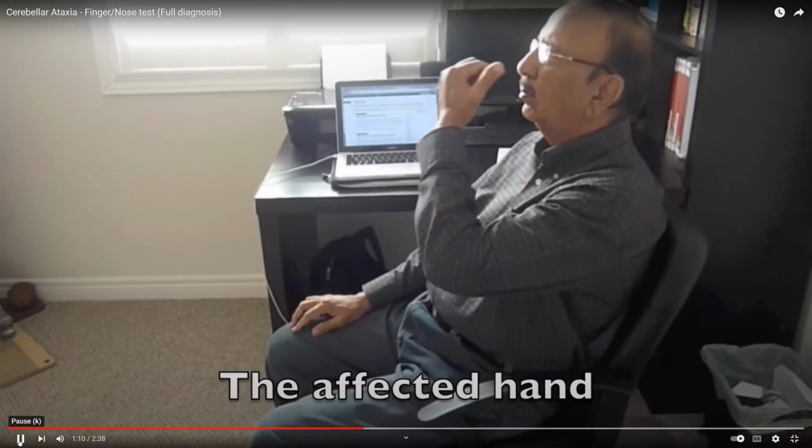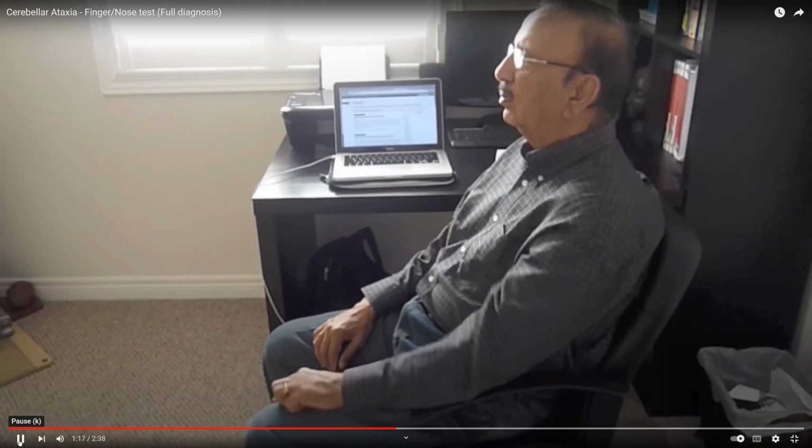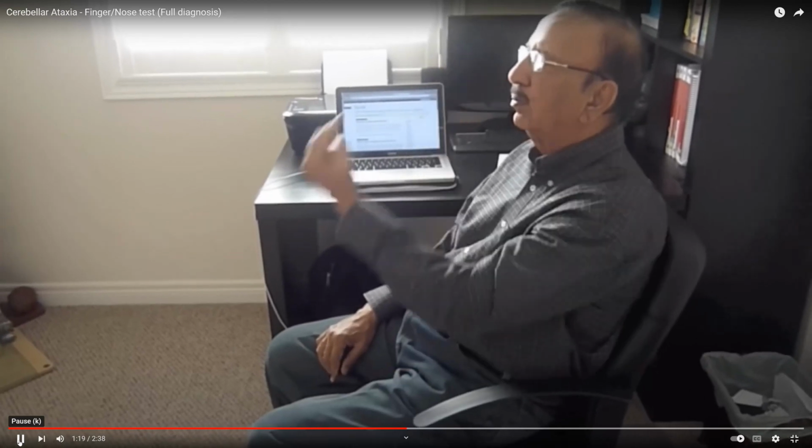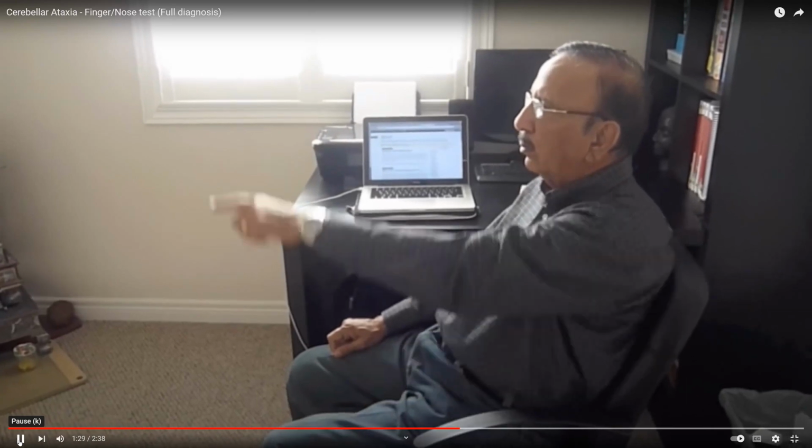And again, you notice the jerky movements. You can still move, it's just not smooth. And the more he does it, it starts getting a little bit easier and a little bit easier because it's doing some short-term learning. And again, just showing how he doesn't have the smooth movement.